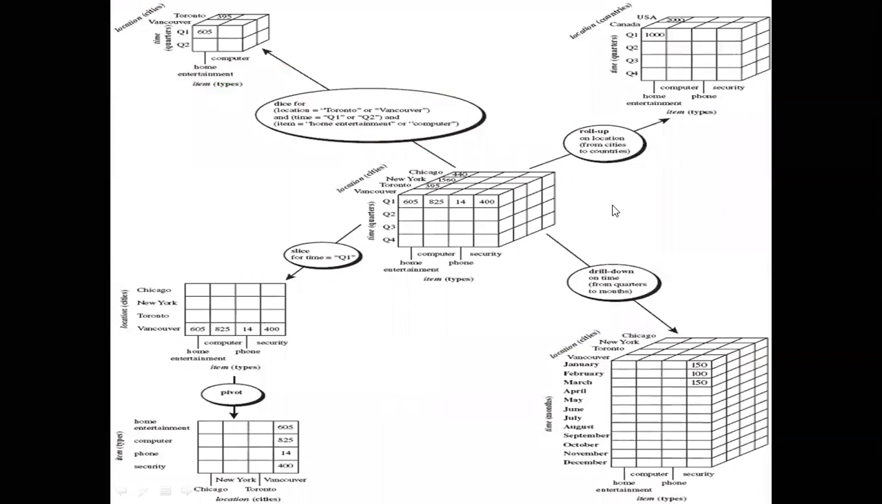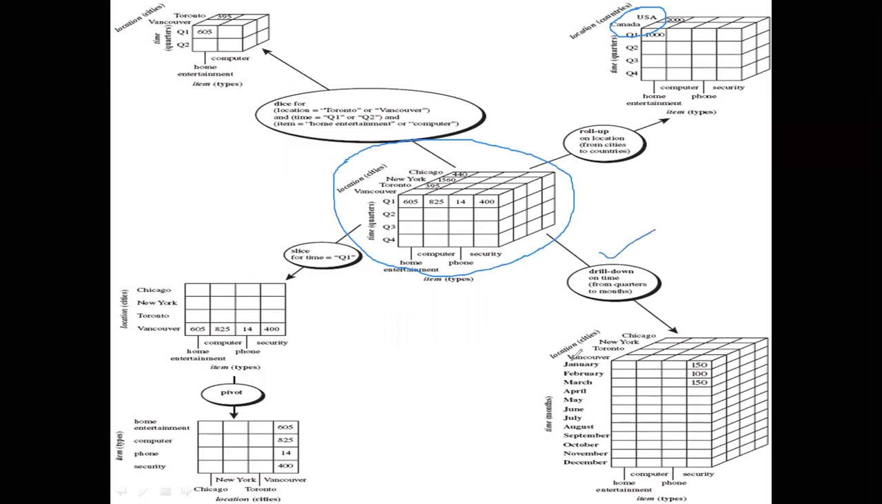So if we summarize all these operations, this is my original cube. All the operations are shown here in the slide. Here is the roll-up operation. If you observe, the original cube has city-wise data. My roll-up operation converted this city-wise data into country data, right? More summarized data. This is my drill down operation.